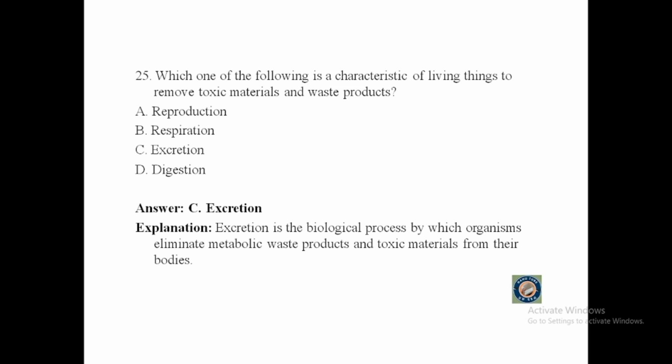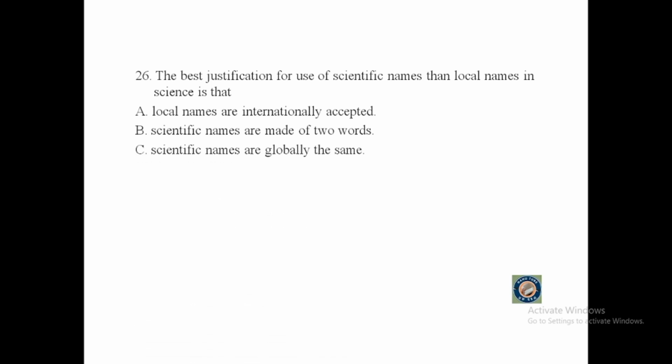Question number 26. The best justification for use of scientific names rather than local names in science is that A. local names are internationally accepted. B. Scientific names are made of two words. C. Scientific names are globally the same. Or D. Local names do not vary from place to place.